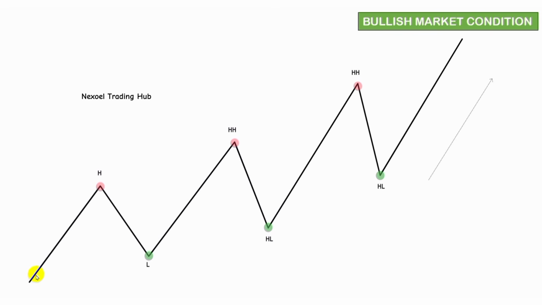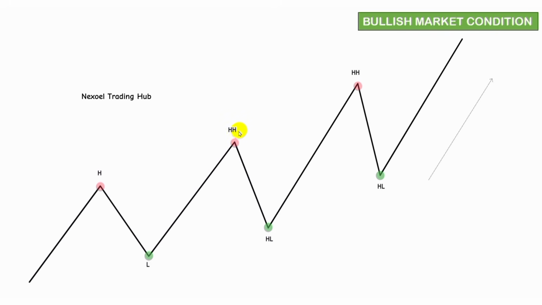Now you can see this is the basic structure for a bullish market condition. We have the push to the upside and then we have the pullback. Price created a high here and then price created a low. And then we also have the movement of price to the upside. Now price created a new high point.